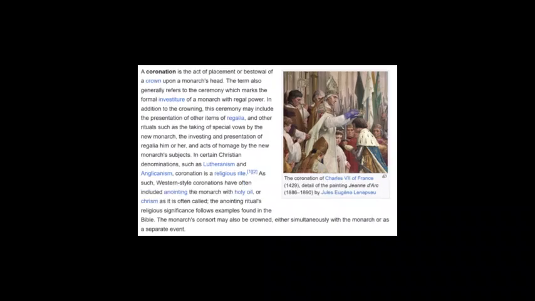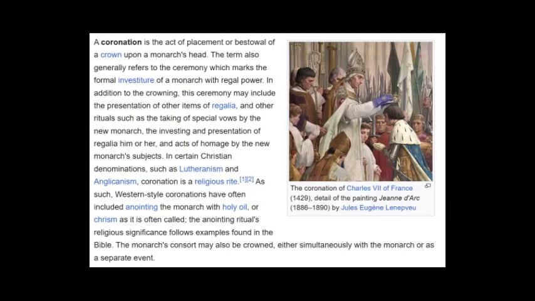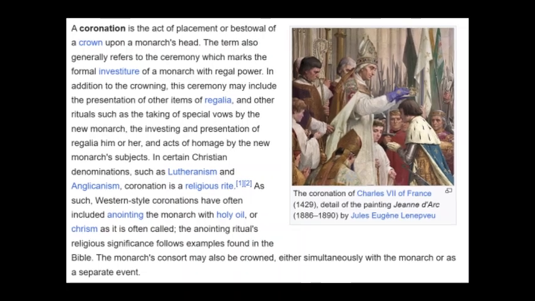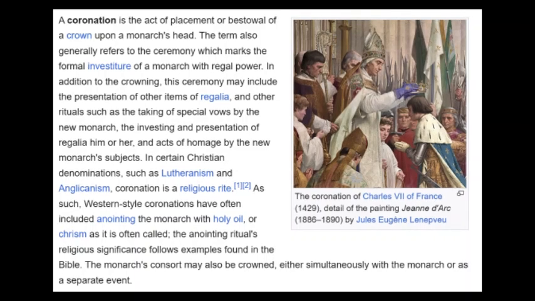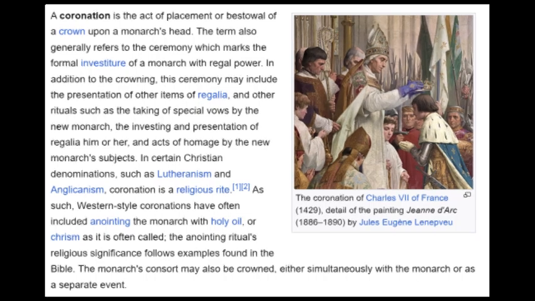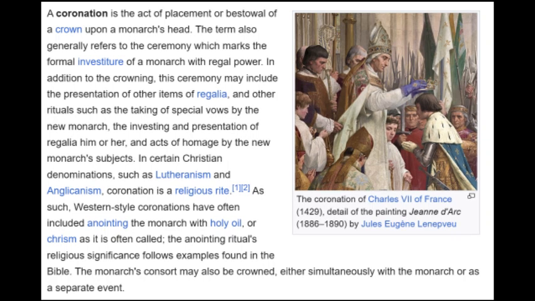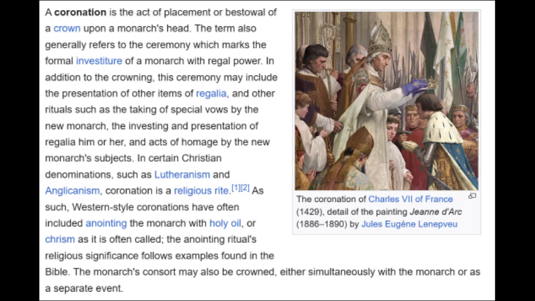Now, the next significant element to claiming against an estate is the right to coronation, or the actual crowning of a king, essentially a separate entity that awards the administration of an estate, and therefore they claim right to that estate through that mechanism. Here under Wikipedia, it states coronation is the act of placement or bestowal of a crown upon a monarch's head. The term also generally refers to the ceremony which marks the formal investiture of a monarch with regal power. In addition to the crowning, the ceremony may include the presentation of other items of regalia and other rituals such as taking of special vows. So there you have the right by oath.